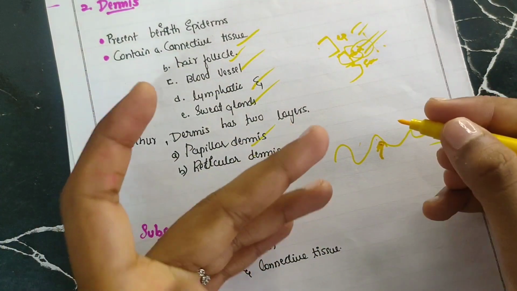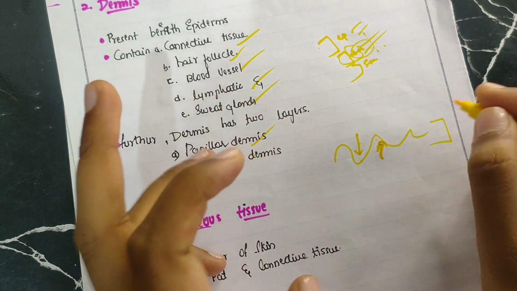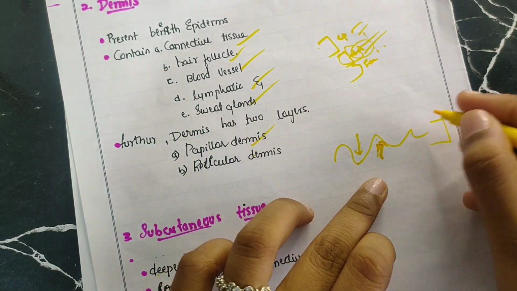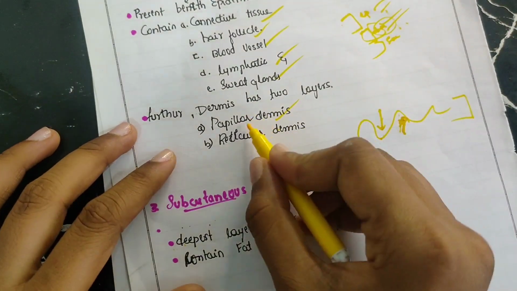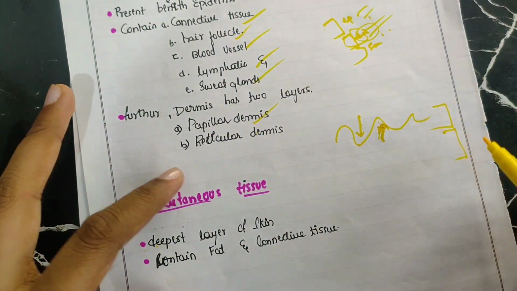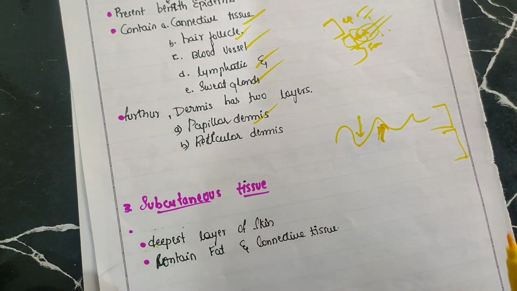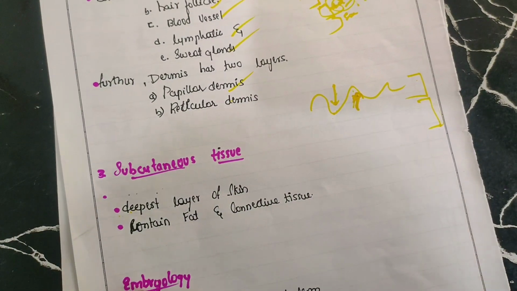From where it is coming, that we have to say. The projections of epidermis into dermis are called epidermal papillae. This is epidermal papillae, this is dermal papillae. So this is called the papillary dermis, and below the papillary dermis we have the other layer, the reticular dermis, where reticular fibres are most prominent.